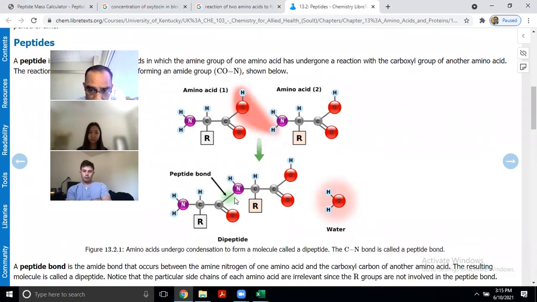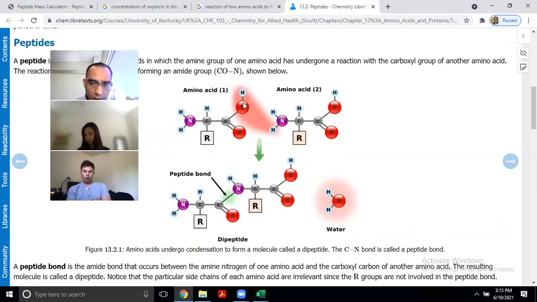And so this bond is called what? Peptide bond. The other name of this bond is what? Amide bond. This CONH bond is always called an amide bond. But if it is between two amino acids, then we call it a peptide bond.